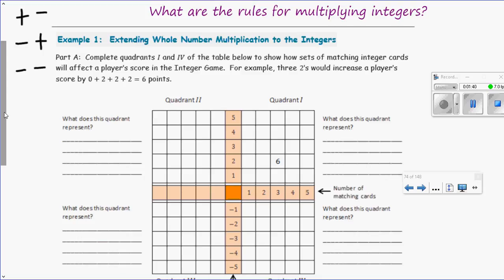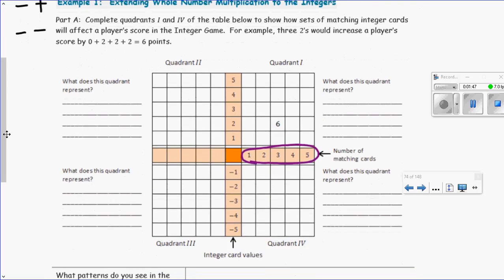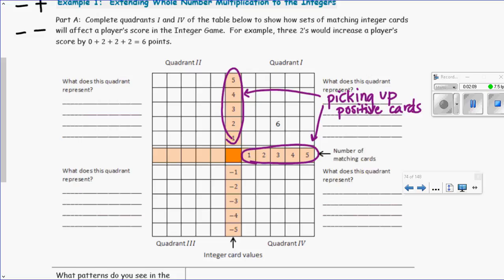Quadrant 1 means that I have this number of matching cards, and the line going up and down is the value of them. This positive here means that I am picking up, because that's the positive right here, picking up. And then over here represents positive cards. So we are picking up positive cards. That's going to make our score go up. That's the easiest quadrant to start with. It's the easiest one to explain.